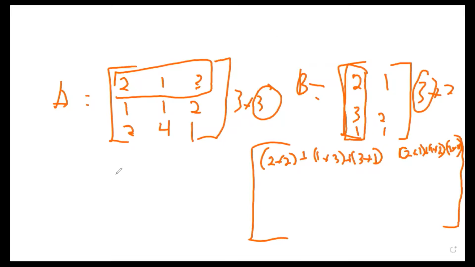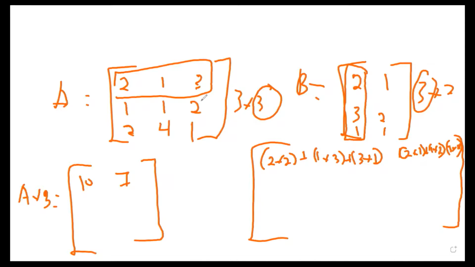Good. Therefore, I'm saying A times B again. This will be what? 2 times 2 will be 4. Plus 1 times 3 is 7. Plus 3 times 1 is 10. That's my first element. This one is 2 times 1 plus 1 times 2. That is 4. Plus 3 times 1. That will be 7. I have here.